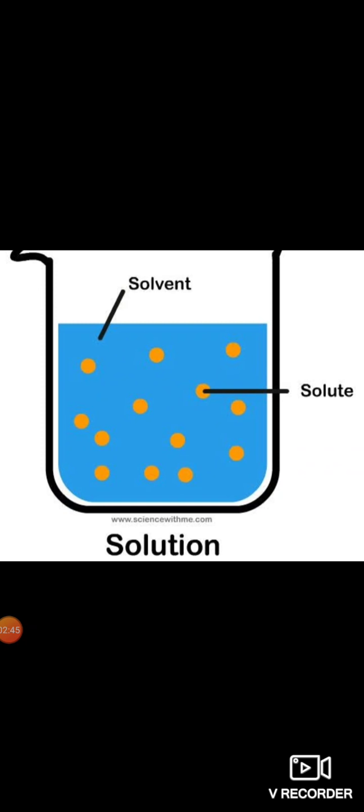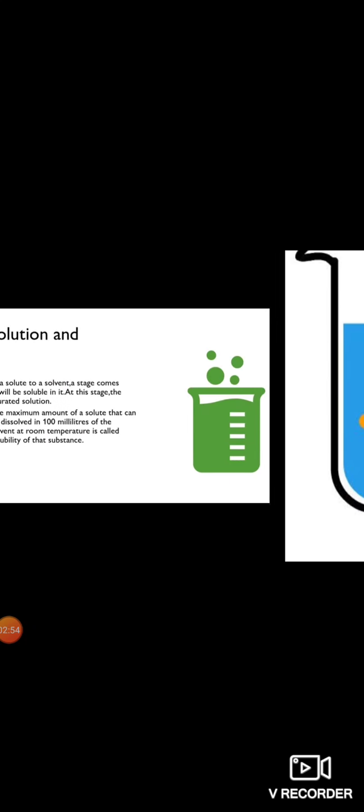That is, a solution is formed when solvent and solute are added and the resultant is the solution. So here the solute, which is yellow in color, is added to a solvent and then the solution is formed. Also, only a certain amount of solute we can dissolve in a solvent. This is the solution. The solvent is blue in color, that is, it is present in a larger amount, and the yellow one is the solute.